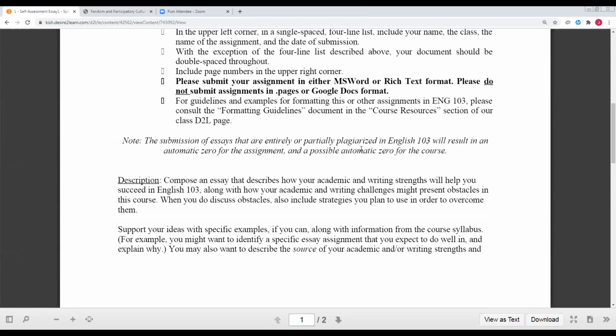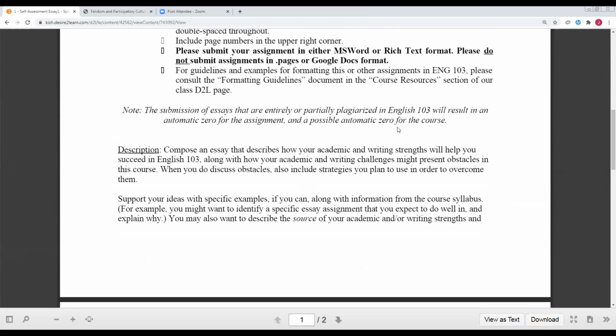Now, the submission of essays that are entirely or partially plagiarized in this course will result in an automatic 0. So, don't do that. You are in college now. You're paying for the experience. You're paying to learn. Don't waste your own time and money by turning in a plagiarized assignment. I don't like to dwell on the negative, but plagiarized assignments, unfortunately, are very obvious. Even if you don't use software, they're really obvious.